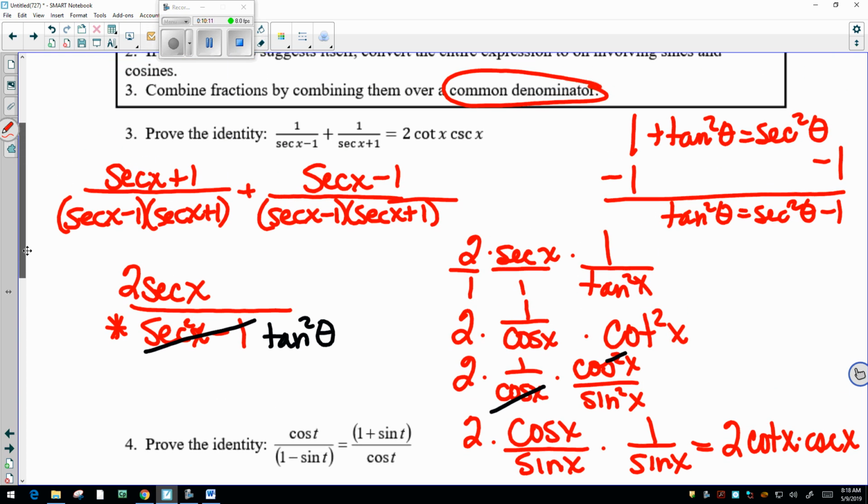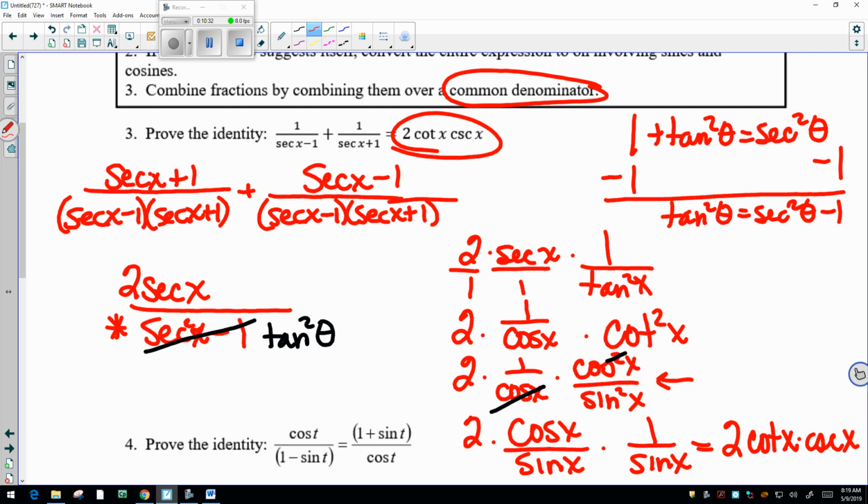So sometimes you also have to use where you're going. You have to use that idea of this is what I need to make it look like, to help drive what I'm going to do. Maybe it wouldn't have been so obvious back here to think I need to take sine squared and split it up into 2 fractions. However, doing that gets me that cotangent, gets me that cosecant, gets us our final answer.